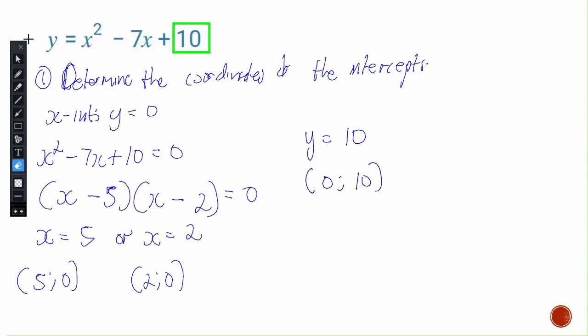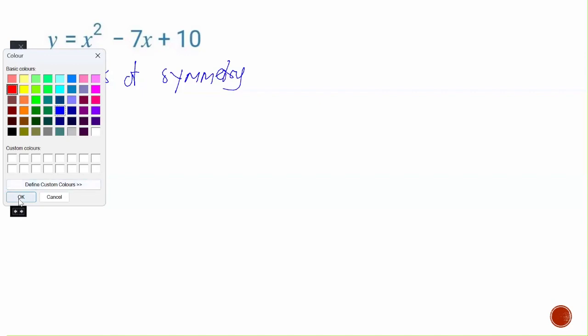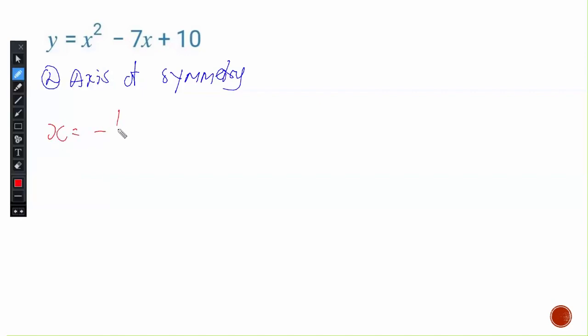Then number 2, axis of symmetry. We've already discussed how we calculate the axis of symmetry. There's a specific formula that you will need to memorize: x is equal to negative b over 2a. Remember, the more you use these formulas, the better, because they will be in your head. So your a value here is 1 and your b value is -7.